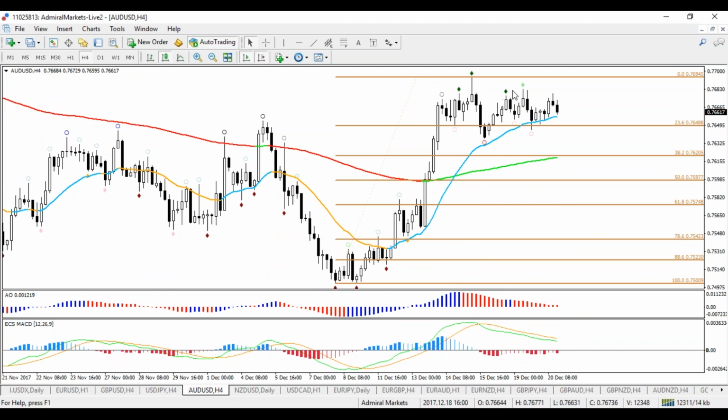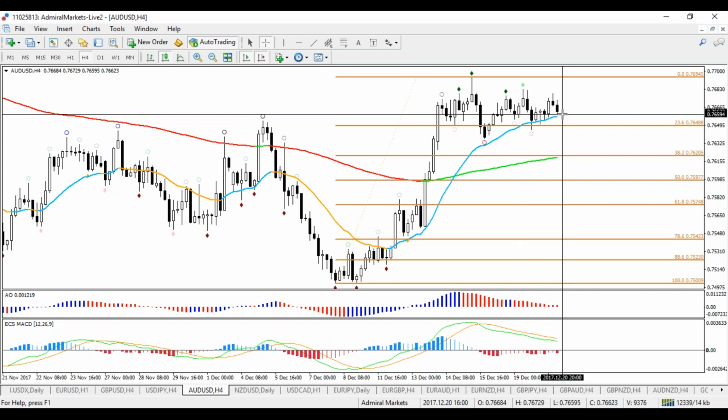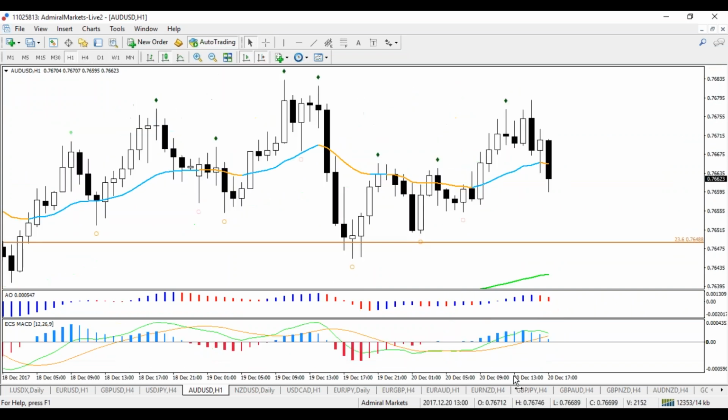AUD is making a triangle, looks like a triangle, A, B, C, D. This could be E. That could be pretty interesting if this is an E for more upside. So a wave E should not go below the wave D. Sorry, the wave E should not go below the wave C. Sorry.